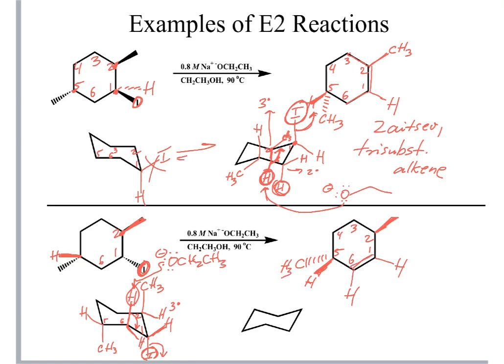My alkene is a non-Zaitsev product because it is disubstituted. I only have 2 carbon atoms connected to the alkene, so I will designate this as a non-Zaitsev disubstituted alkene.